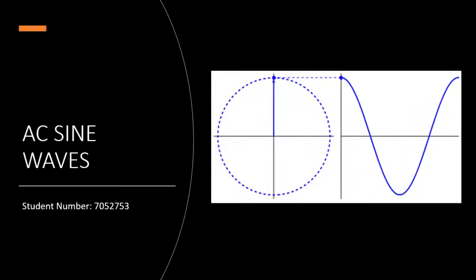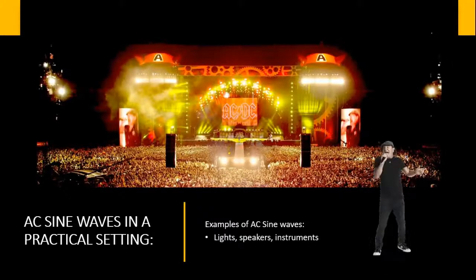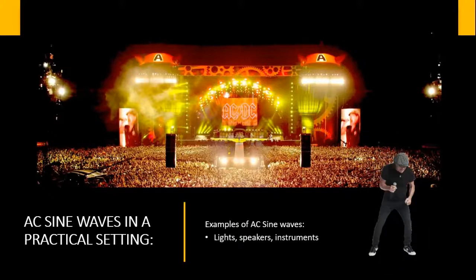This is an introductory video outlining the generation and features of an AC sine wave. With Westinghouse and Tesla winning the battle for AC electricity, it opened the opportunity for its many uses. A perfect example is the powering of lights, speakers, and instruments at an AC/DC concert.